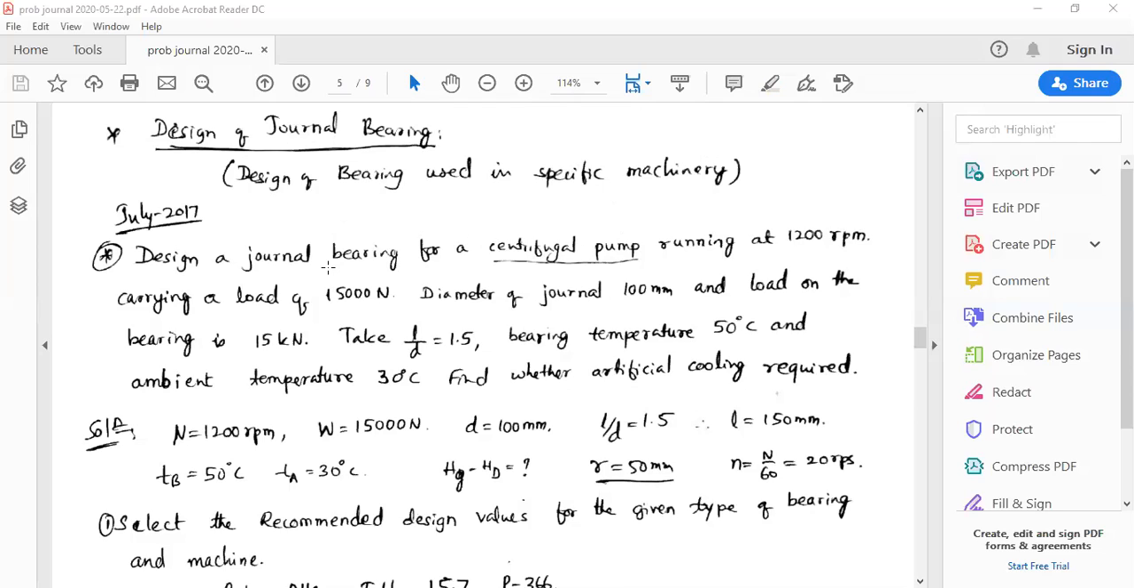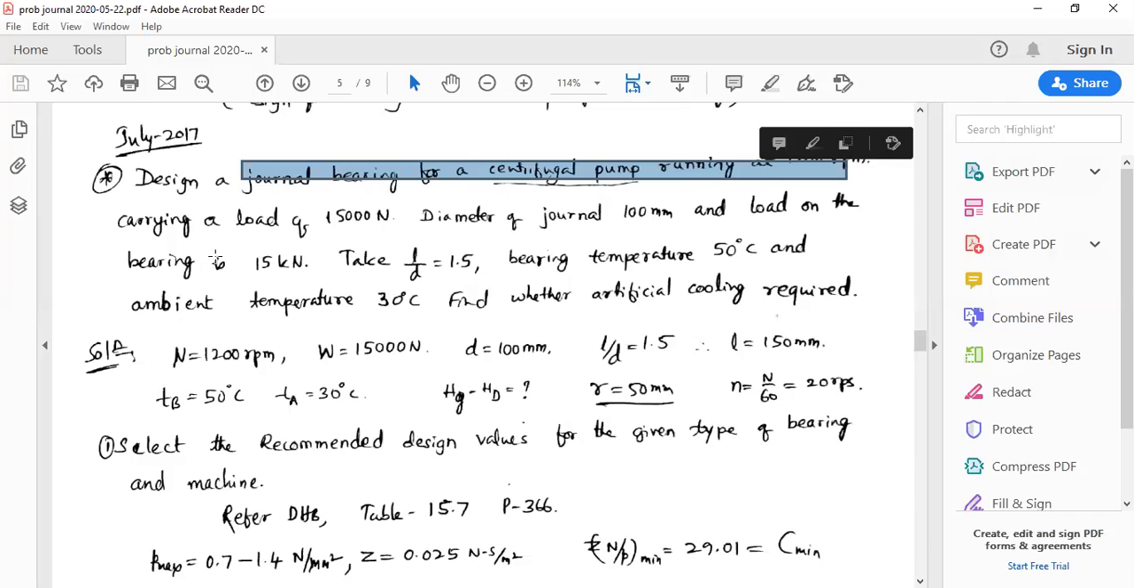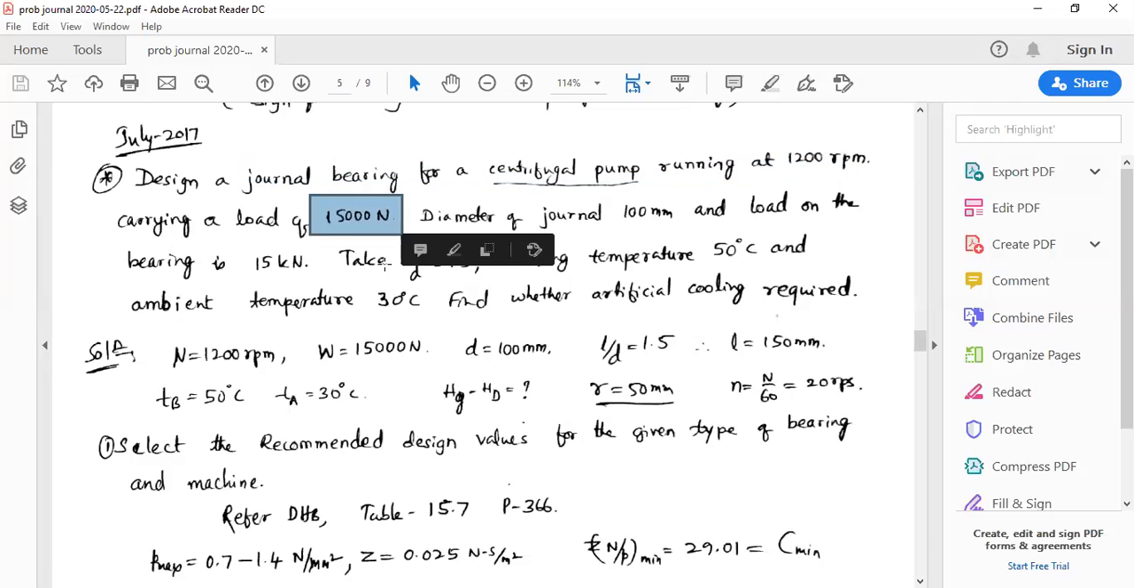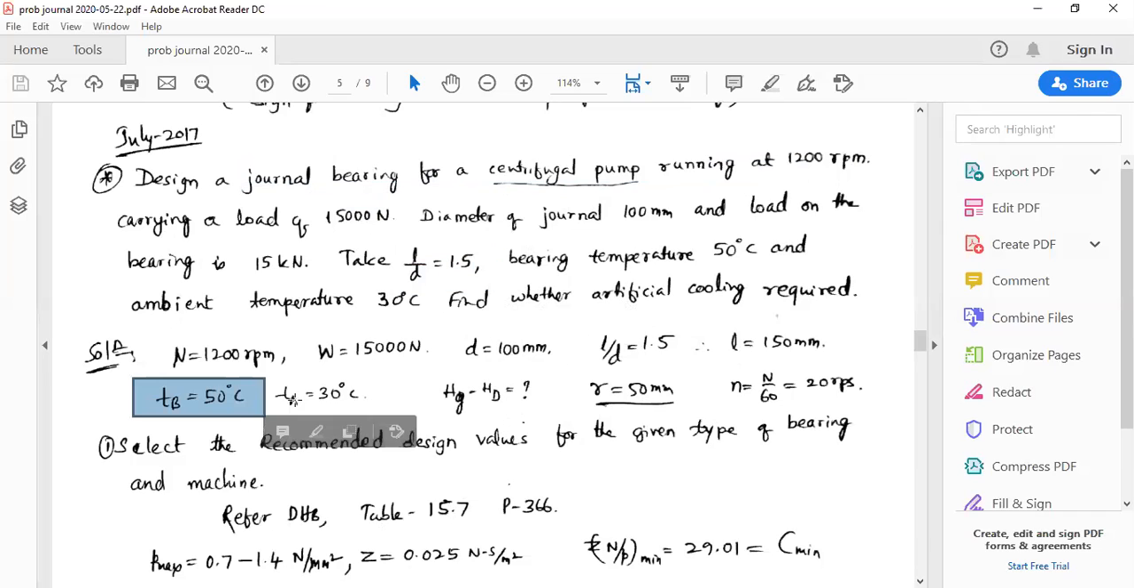Say, for example, in one of the previous question papers asked in July 2017: design a journal bearing used for a centrifugal pump running at 1200 rpm, carrying a load of 15,000 newtons. The length of the bearing is not given. The diameter of the journal is given as 100 mm, and the length to diameter ratio is 1.5. The temperature of the bearing surface is 50 degrees centigrade, and the ambient temperature is 30 degrees centigrade.